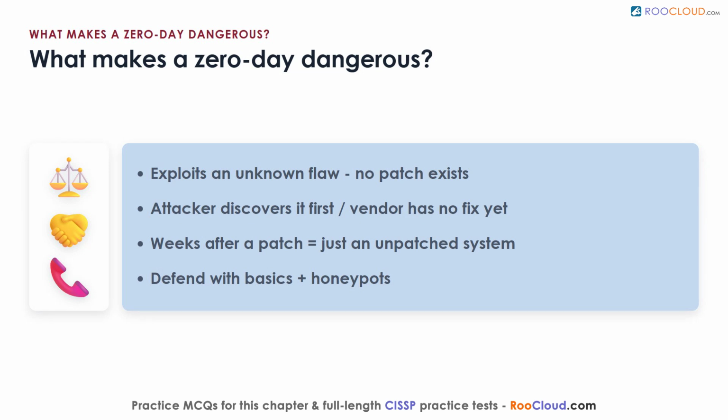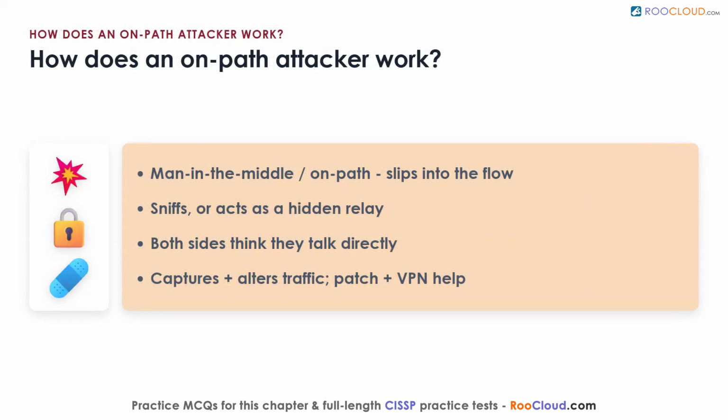organizations apply it. If an attack lands weeks after a patch was available, that is not a 0-day, it is just an unpatched system. Your defenses are the basics: trimming services, running firewalls and intrusion detection, and using honeypots to observe unknown attacks. How does an on-path attacker sit between two systems?